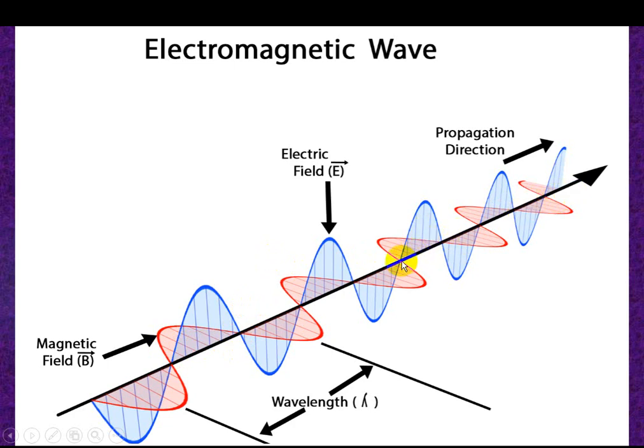They propagate these two fields at a 90-degree angle to each other. They propagate in the wave direction. In electromagnetic radiation, two fields interact together and propagate towards the wave direction.